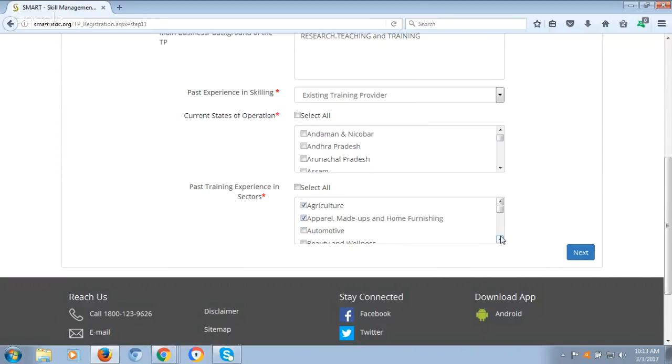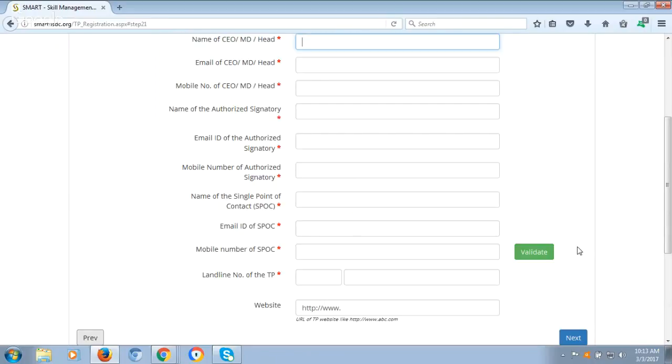For example, apparel, you can select automobile, BFSI, construction, domestic workers, electronics, food processing, furniture and fittings, gems and jewelry, green jobs, handicrafts and carpet, healthcare, infrastructure equipment, iron and steel, IT enabled services, life sciences, leather, logistics, media and entertainment, mining, paint. It is for you to select. When you have filled all this, you carry on with the next.